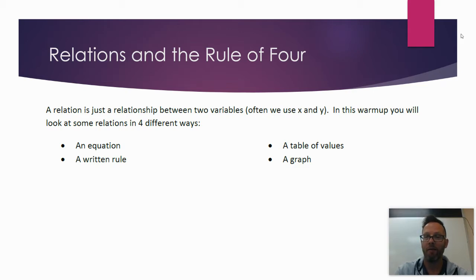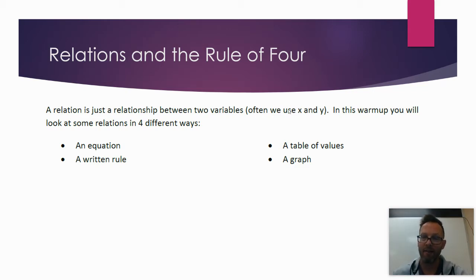We're going to look at some relations 4 different ways. I call this the rule of 4. You can describe a relation 4 ways. You could use an equation, a table of values, you could write out the rule in words, or you could use a graph.